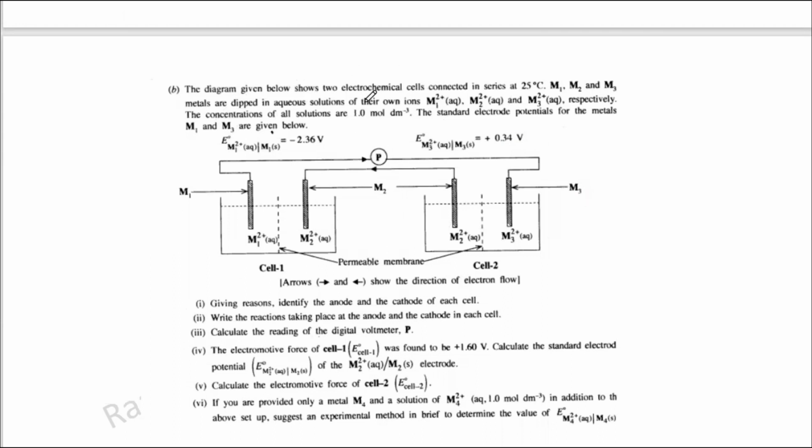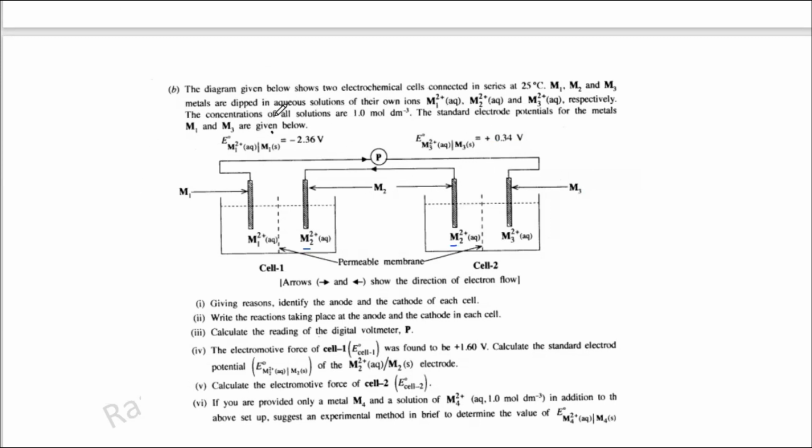So the diagram given below shows electrochemical cells connected in series. This is one of the electrochemical cells, this is another electrochemical cell. They are connected in series. That is why here we have M2 2+, here we have M2 2+. There is no difference between the electrochemical potential of these 2 electrodes, but these 2 have a difference.